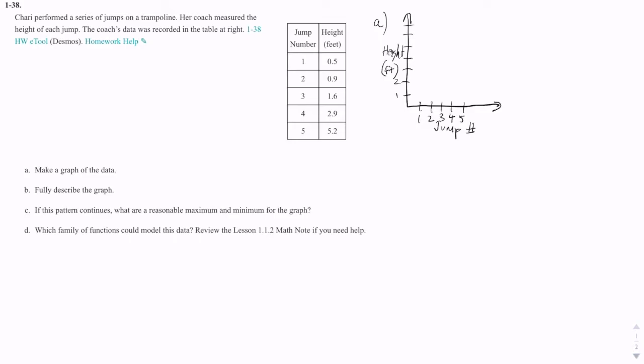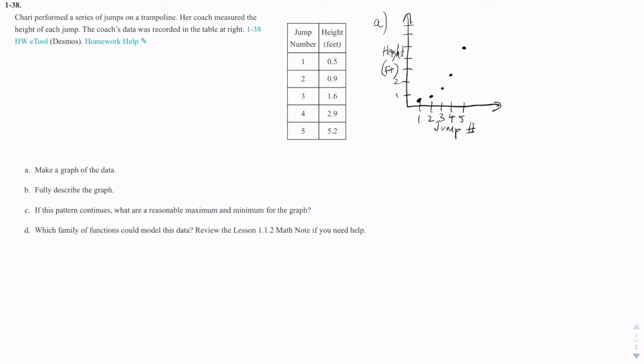And I'm just going to graph these. So at jump 1, I'm half a foot. At jump 2, I'm almost 1 foot, right? And at 3, I'm 1.6. So that's a little more than 1.5. 4, I'm almost 3, right? Almost 3. And 5, I'm 5.2. And on graph paper, it would look nicer.